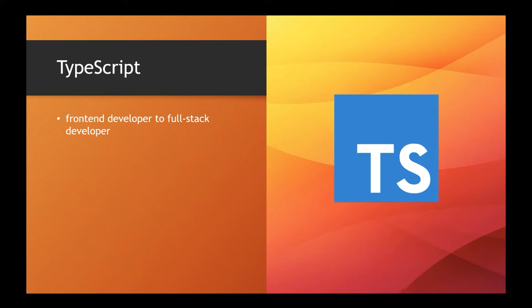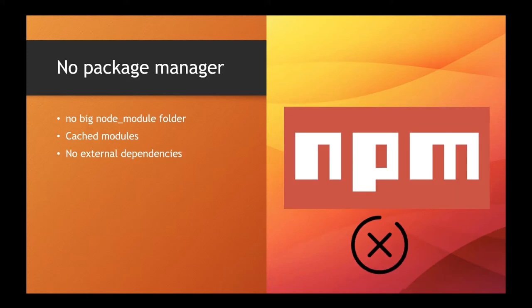If you already know TypeScript, then you can change your title directly from front-end developer to full-stack developer. Thanks to Deno, it uses all the same features and code base of TypeScript. It also has no package manager, so no big node_modules folder anymore. When you call the libraries which you need, they are directly cached on the file system. It also minimizes the core API size while providing a large standard library, which we will see in the next lectures, with no external dependency.